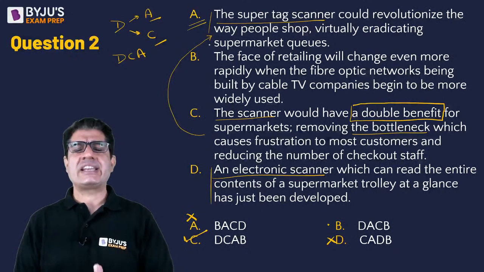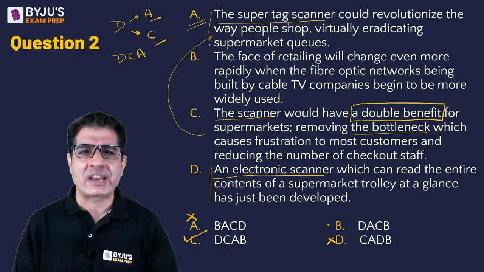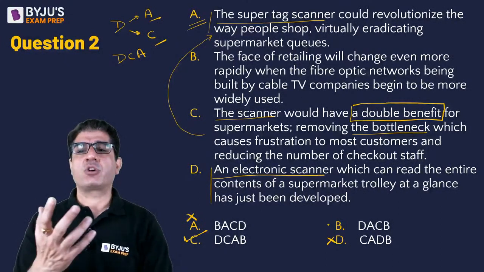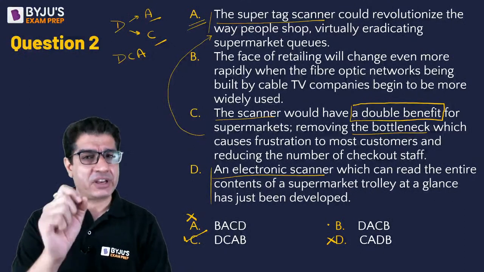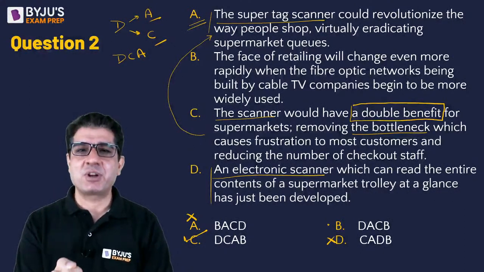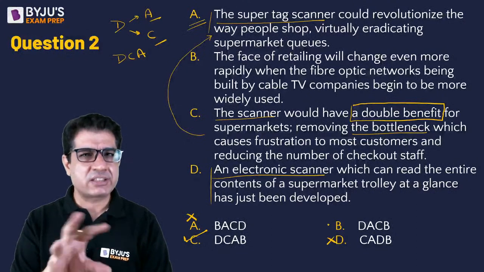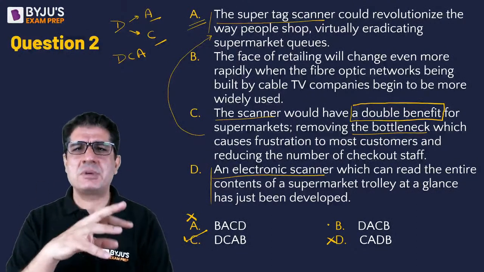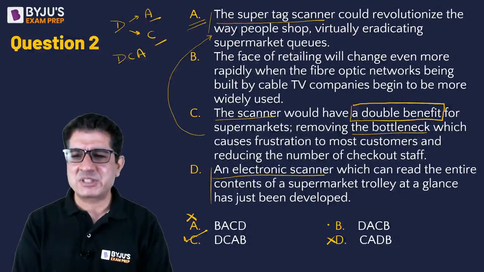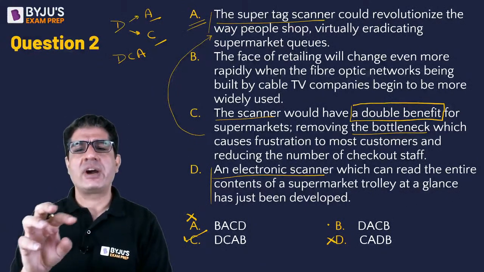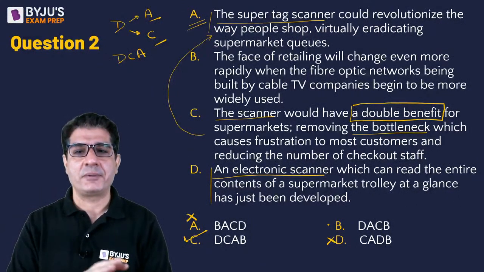Now, when you look at sentence B, it makes no sense in this paragraph. Frankly speaking, it is talking about something different altogether. And whenever you see a sentence in a parajumble question that has no relationship to the rest of the sentences, you know it has to come either at the beginning or at the end. So you don't have much of a choice, and therefore let's just go ahead and put it at the end.